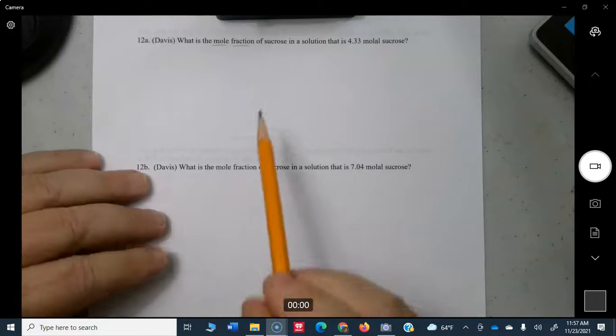Okay, 12A, we move on. So what is the mole fraction? We're trying to find a mole fraction here of sucrose, and that's C6H12O6, so I just usually abbreviate that.